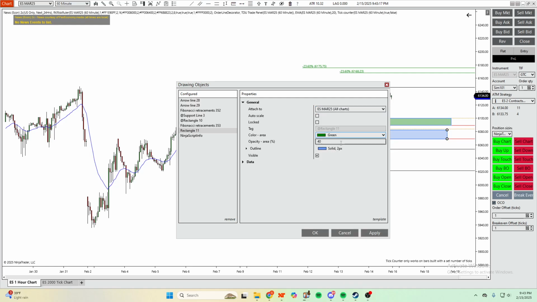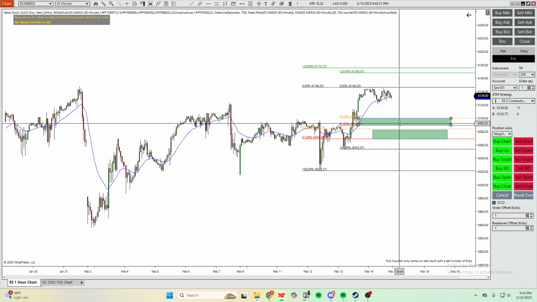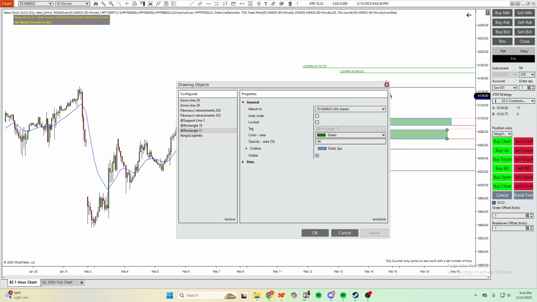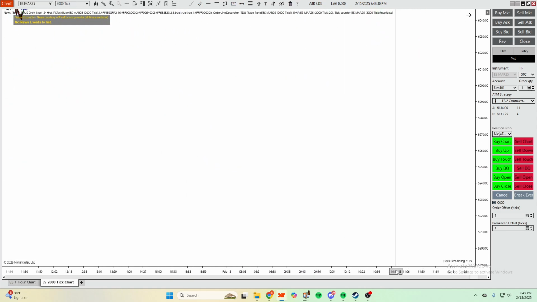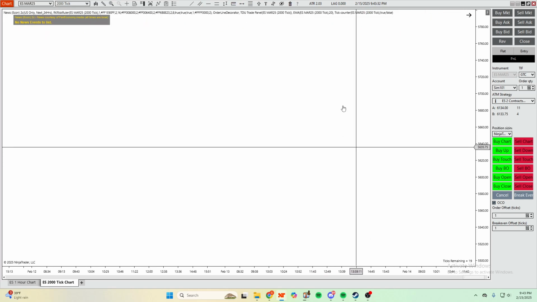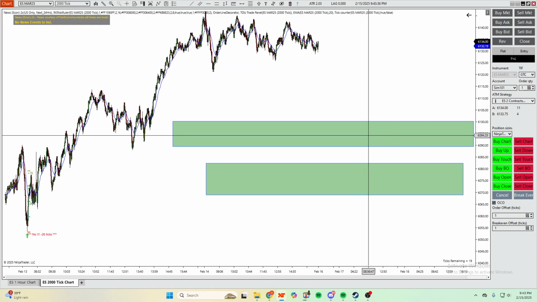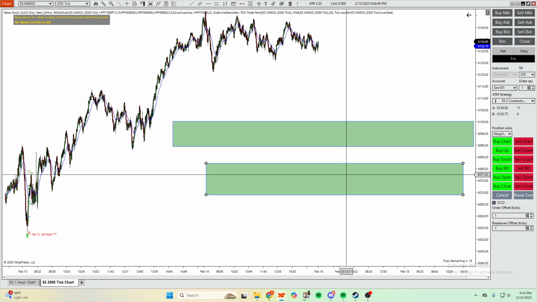I'll make this green here, right? If we break through this green box, all charts, property, all charts, cool. So now if we're on the 2K tick chart and we break, how far down was this, right? Now if we break through this level, we're probably going to be attacking this level here, right?